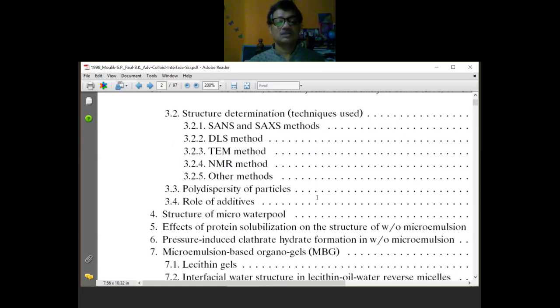Then we discussed the structure of the micropool, the water pool. There are three states of water in the water in oil microemulsion. We have known what omega is. Omega is a parameter describing the size of the water pool. It is the molar ratio of water by surfactant in case of water in oil microemulsion. In case of oil in water microemulsion, the oil by surfactant ratio is described by S.